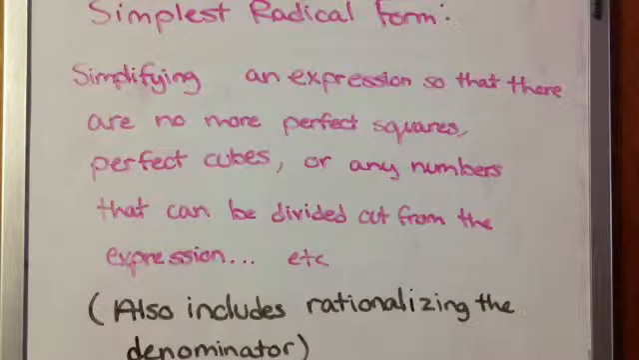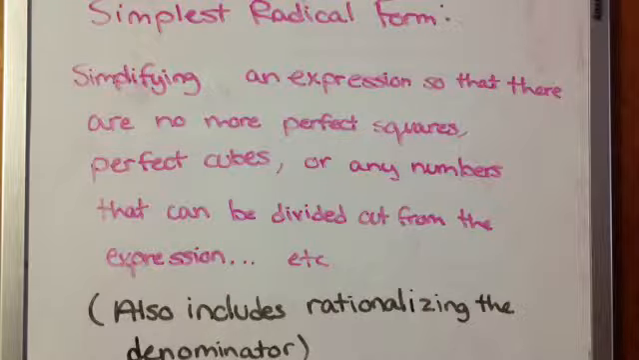The simplest radical form is when you simplify an expression so that there are no more perfect squares, perfect cubes, or numbers that can be divided out in the expression. This also includes removing any radicals from the denominator, such as rationalizing it.